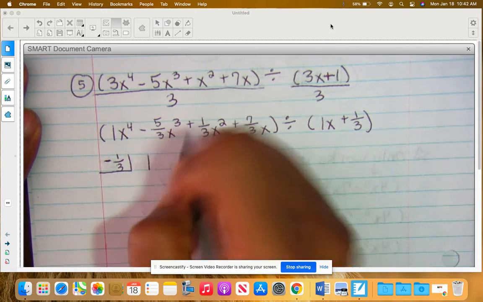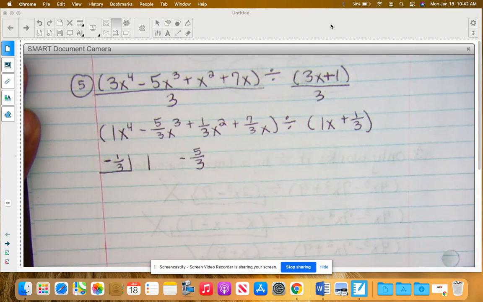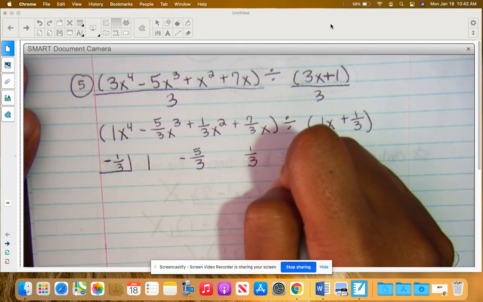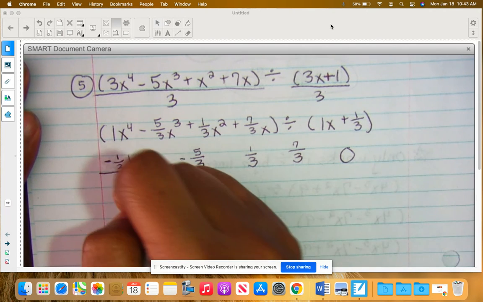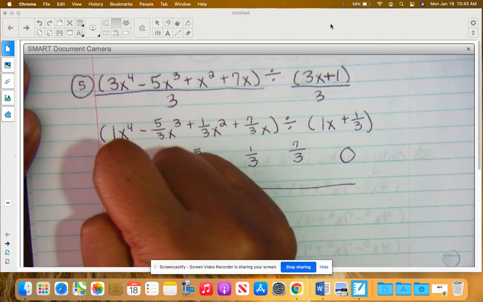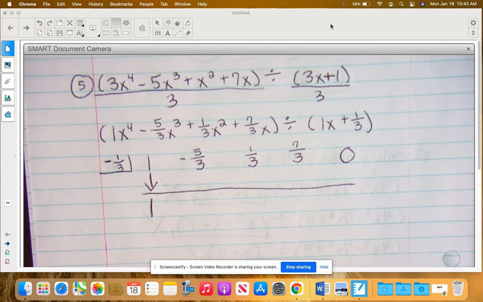Then I got negative 5/3. Then I got 1/3. Then I got 7/3. And be careful, I do need a placeholder because I don't have my constant. So I need a placeholder of 0. First number comes straight down. And we're going to do synthetic division.